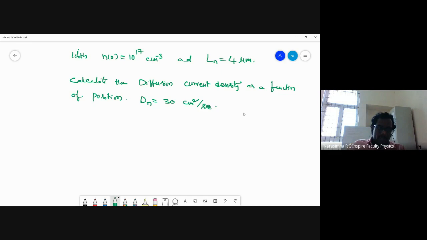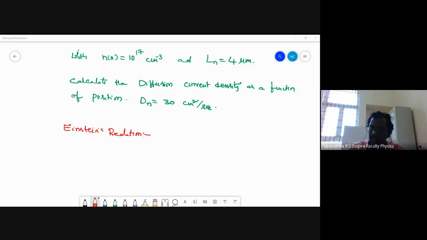Now let me try to derive the relation between diffusion coefficient and the mobility. Those are called Einstein relations. I think some of you just left the meeting. Pratik, are you there? See, he is not responding. Sridevi? Shivani? She is not responding. I think she is not here at all. Okay.